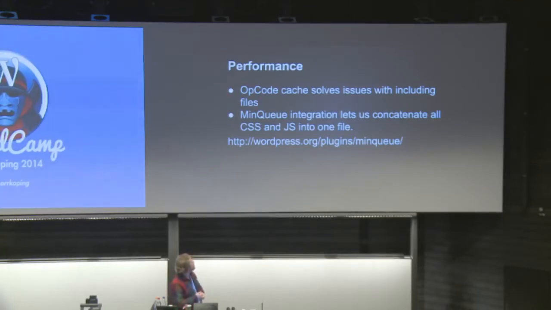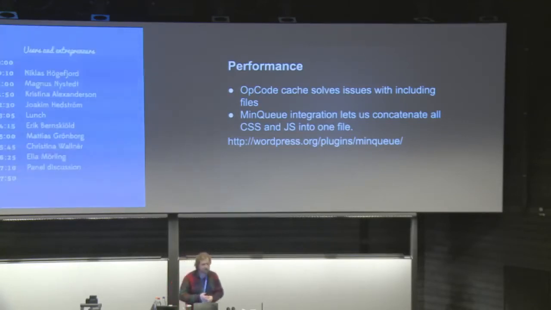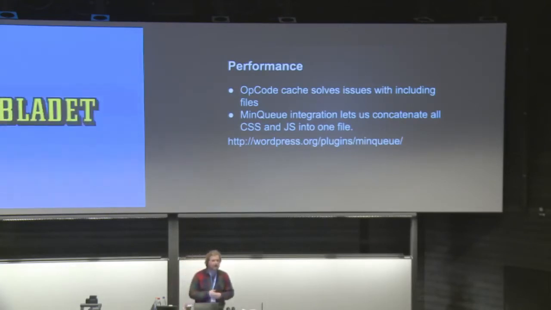And there are multiple opcode caches. If you're on PHP 5.3, I recommend you use APC, which comes as a PHP module. And if you're on PHP 5.5, you already have a built-in opcode cache, which is called the Zend opcode cache.